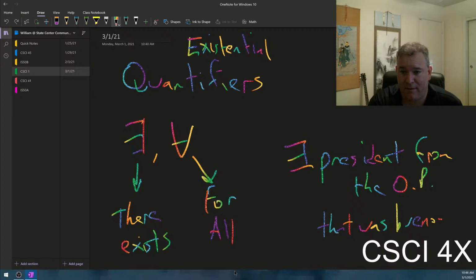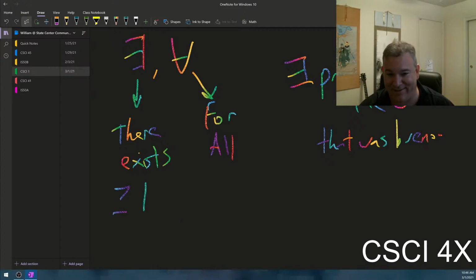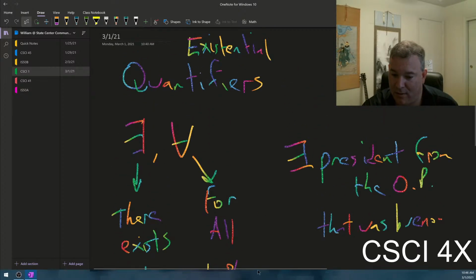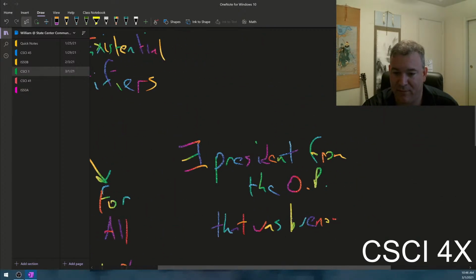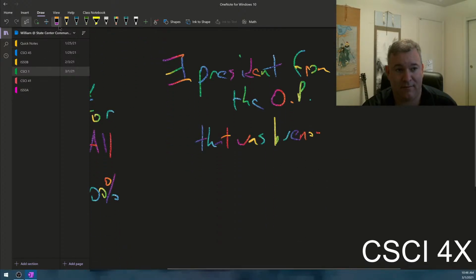yeah, it's a very weak statement, right? Backwards E means greater than or equal to 1. That's all it means. There has been one president from the other party that has been good. Upside down A means, to the contrary, 100%. So there exists a president from the opposing party that was bueno is a very weak statement. There only needs to be one for it to be true.